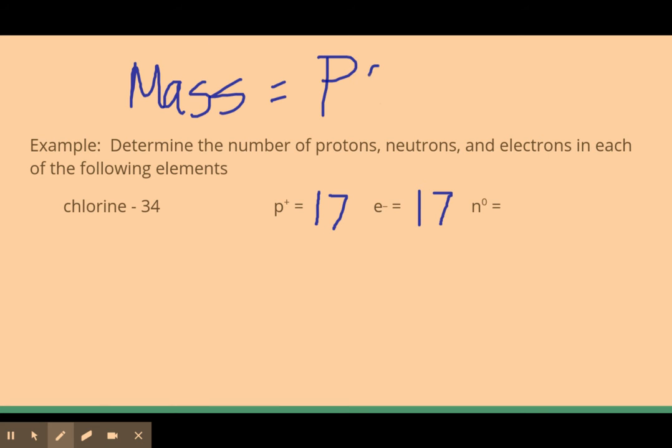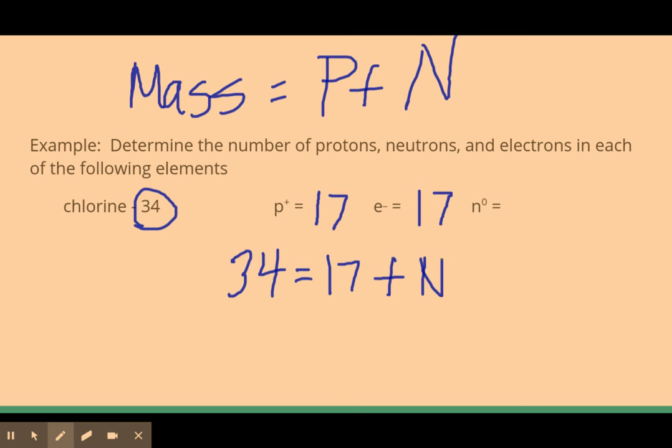The other thing that I want to remember is my mass equals P plus N. So here's where we're going to do a little bit of algebra. 34 here is my mass. So 34 equals P plus N. P is 17, so 17 plus N. Now I want to solve for N: subtract 17 from each side, which is going to give me 17. So 17 equals N. So I also have 17 neutrons.